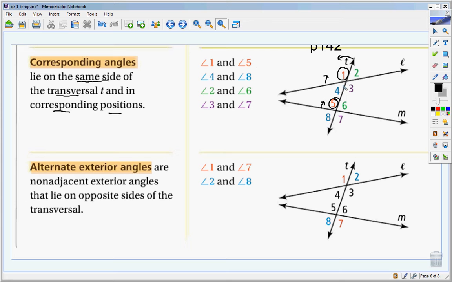4 and 8 are on the bottom and the left, so they're also corresponding. 2 and 6 are on the top and the right. 3 and 7 are on the bottom of the lines and the right side of the transversal. In corresponding angles, you'll notice that there are 4 different pairs that can be named, but on the others, there are only 2 pairs that can be named.